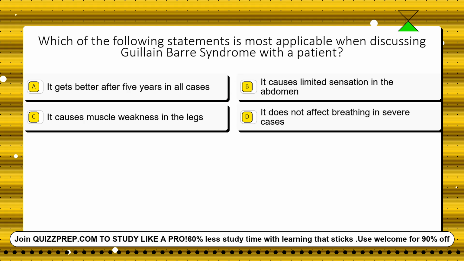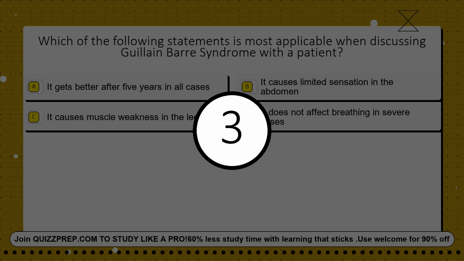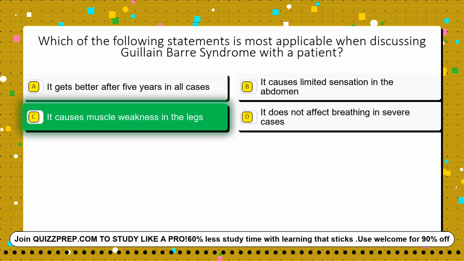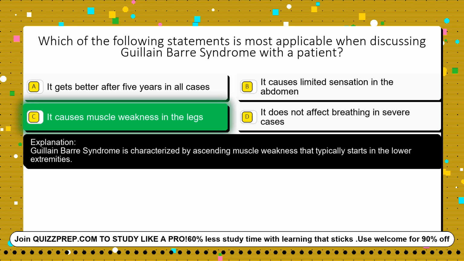Question 55. Which of the following statements is most applicable when discussing Guillain-Barré syndrome with a patient? Option A. It gets better after 5 years in all cases. Option B. It causes limited sensation in the abdomen. Option C. It causes muscle weakness in the legs. Option D. It does not affect breathing in severe cases. The correct answer is option C. It causes muscle weakness in the legs. Guillain-Barré syndrome is characterized by ascending muscle weakness that typically starts in the lower extremities.